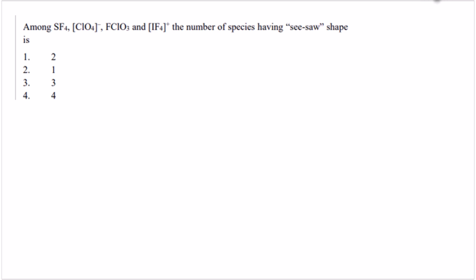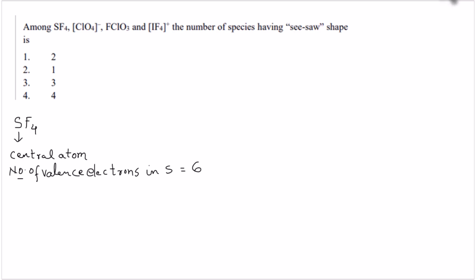Now let's start with SF4. SF4 has sulfur as the central atom, and the number of valence electrons in sulfur is 6. It belongs to the oxygen family, so the number of valence electrons in sulfur will be 6. So the first step of VSEPR theory is finding the number of valence electrons in the central atom. Then how many electrons are contributed by the atom which is bonded to the central atom? So we have 4 fluorine atoms, so 4 electrons, okay?